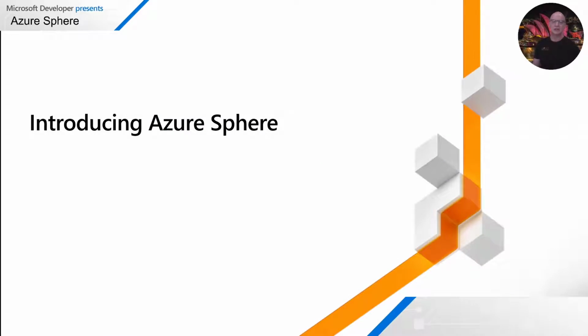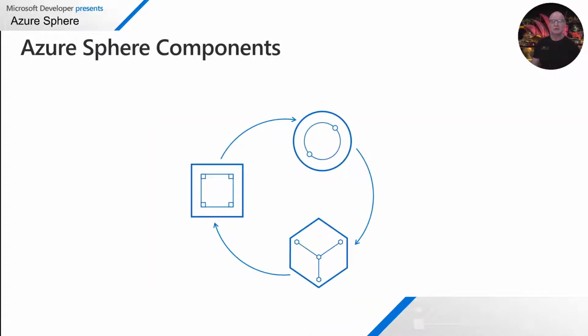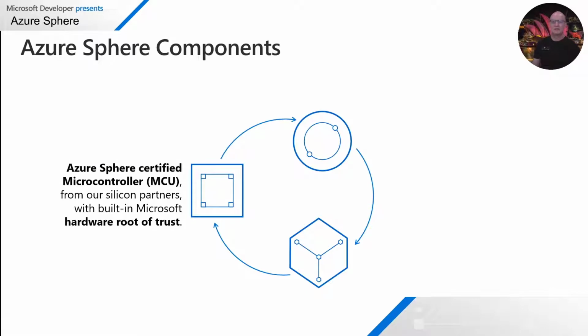Now I'd like to introduce Azure Sphere. So Azure Sphere is made up of 3 components that together implement those 7 properties for highly secure devices. The first component is the Azure Sphere certified microcontrollers from our silicon partners. Now these are connected, crossover microcontrollers capable of running a high-level operating system, high-level apps, as well as real-time applications.